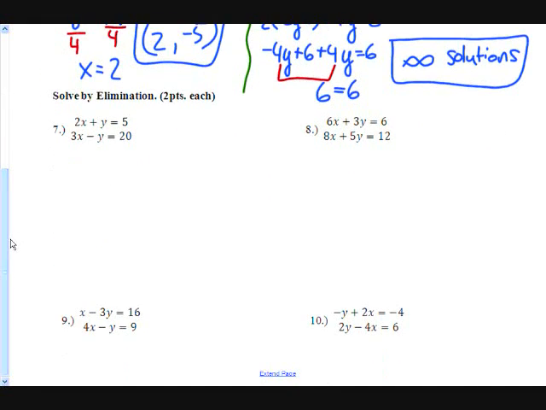For these next couple, we're going to solve by elimination. Remember, elimination, we need additive inverses in front of one of our variables. For this one, I already have additive inverses in front of the y's, so I'm just going to add these equations together. I add them up.